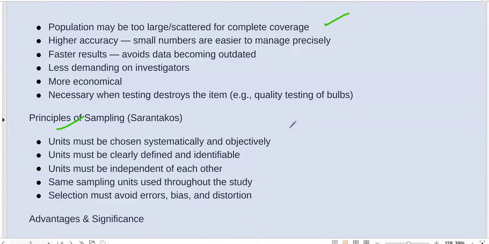And also, units must be independent of each other. Same sampling units used throughout the study. You can't change the sampling units. You have to keep it constant. And selection must avoid errors, bias, and distortions. You shouldn't have errors. If sampling has error, then the entire experimentation will not be able to give the accurate result. Biases, if you are biased, then you will exclude, say, for example, minorities or gender. You will distort the entire result.